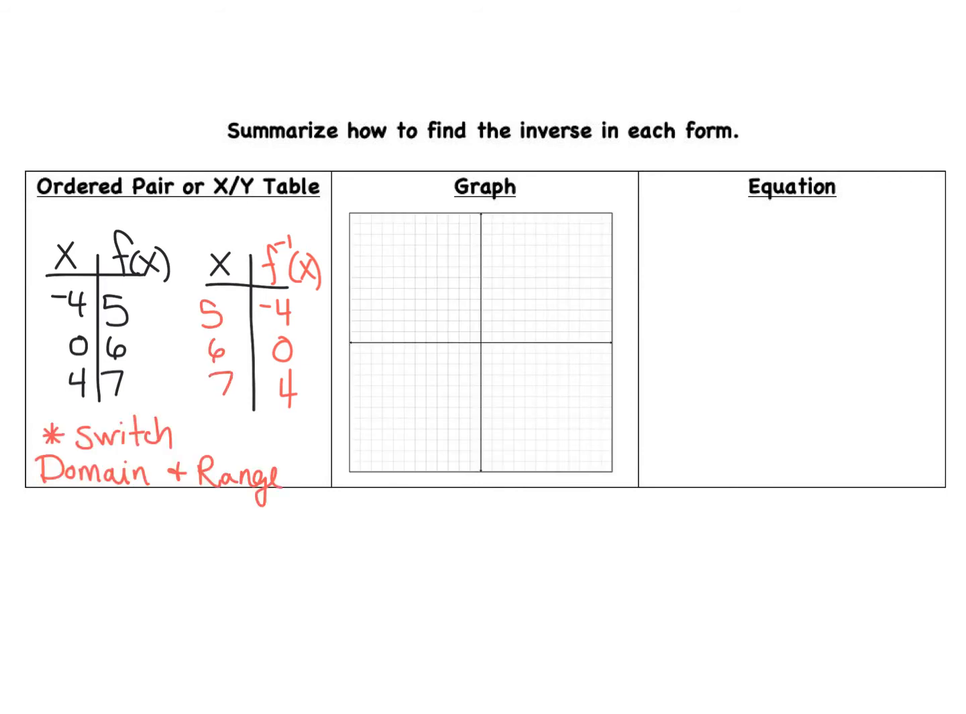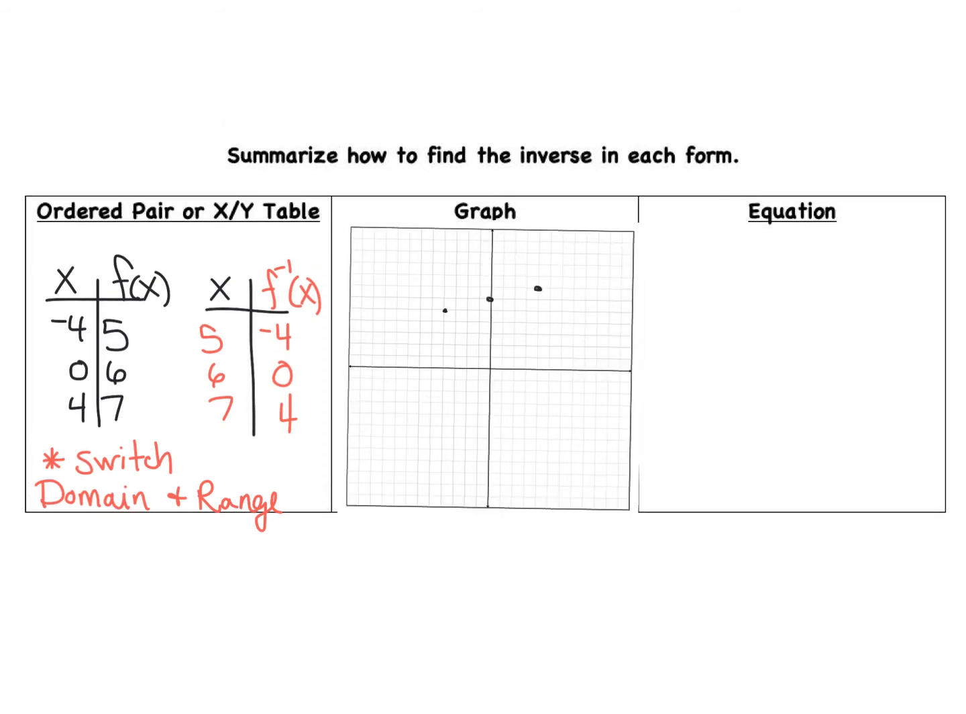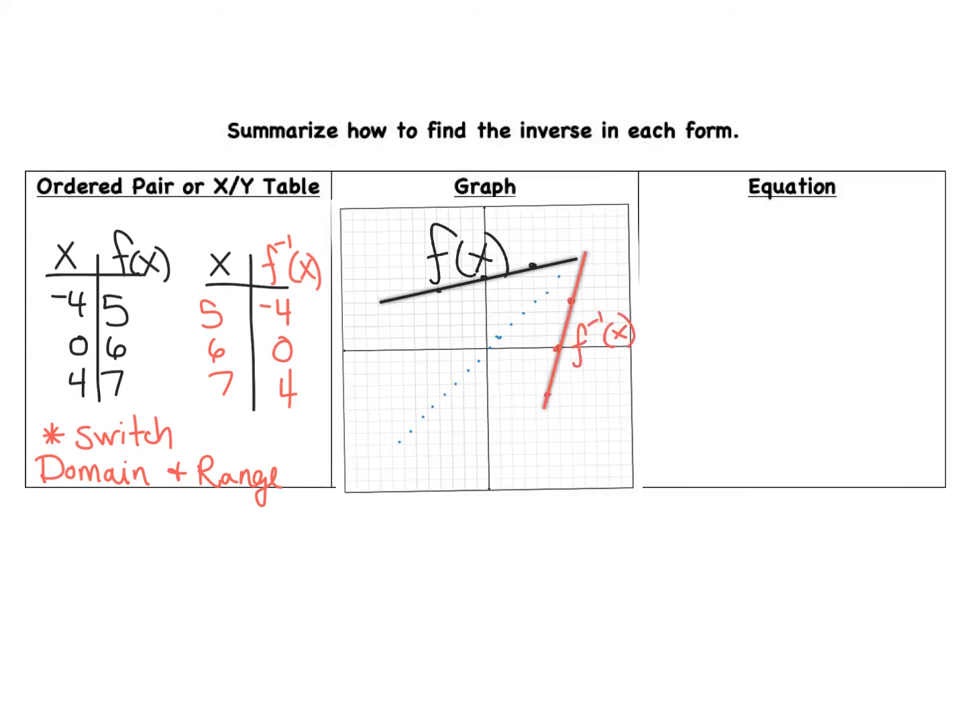So let's look at how this impacts the graph. So if I graph these ordered pairs, I can see it makes a line, and I'm going to treat it as if it's linear for just a second. And now I graph the inverse, f inverse. So let's look at what we actually have here. We have this interesting graphical relationship happening.